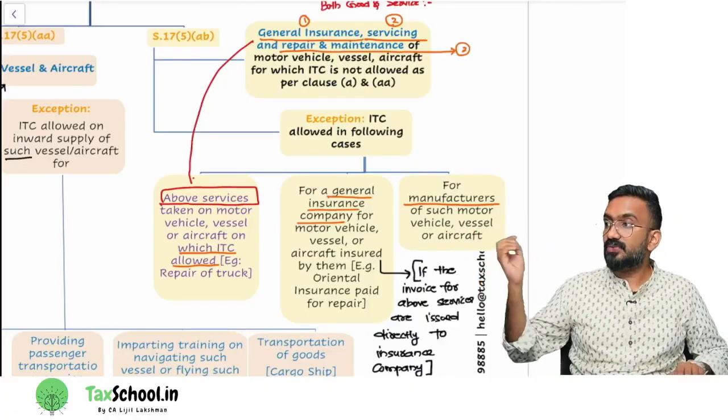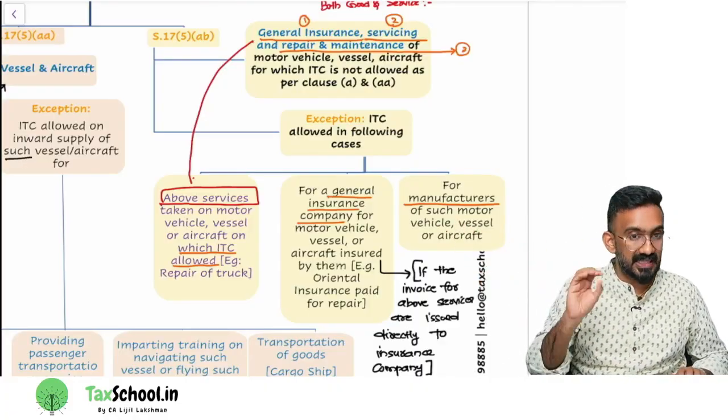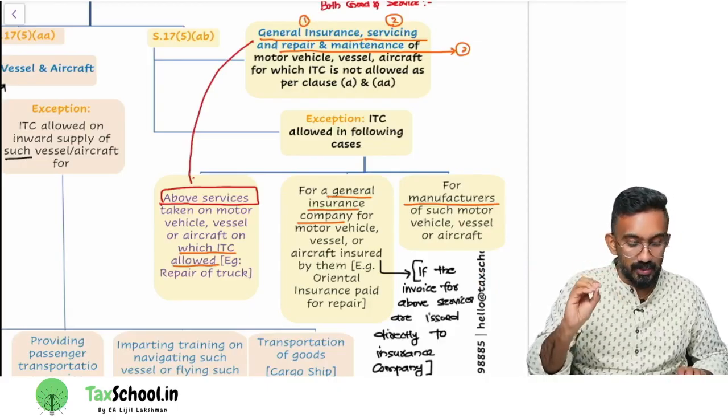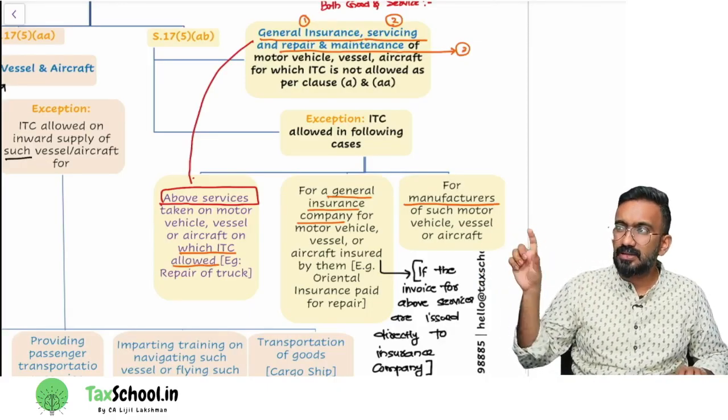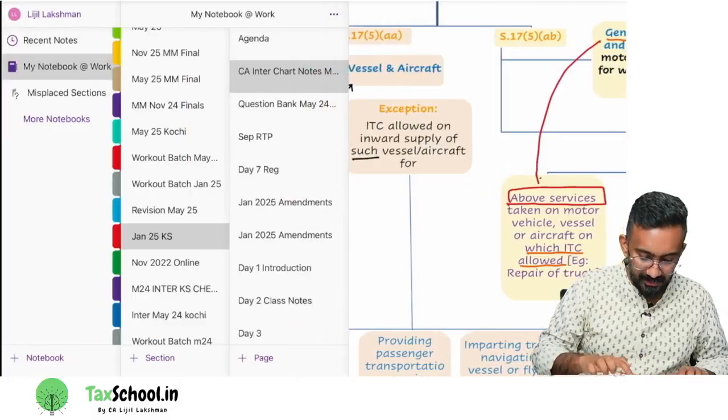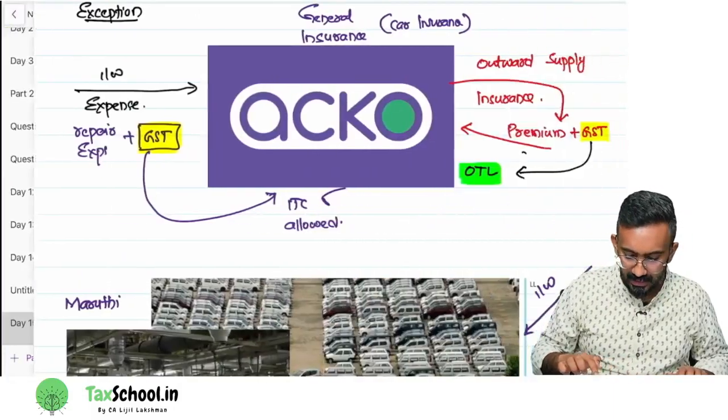The third exception is a manufacturer. It says for a manufacturer of motor vehicles, vessels and aircraft, not just motor vehicles, vessels and aircraft also will be there. So if they want to complicate, this is what they will ask you. 17(5)(ab) is what they'll ask you.